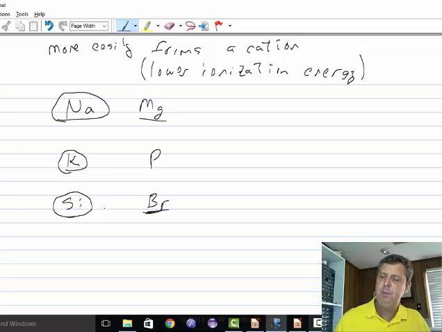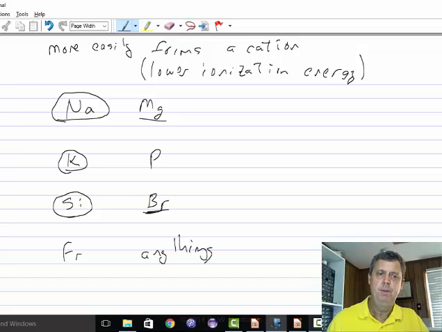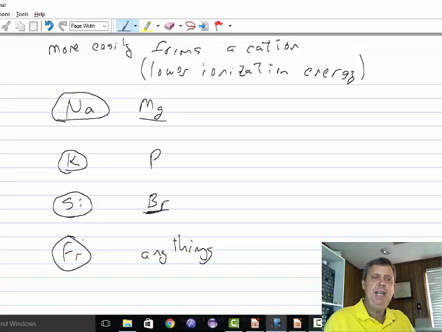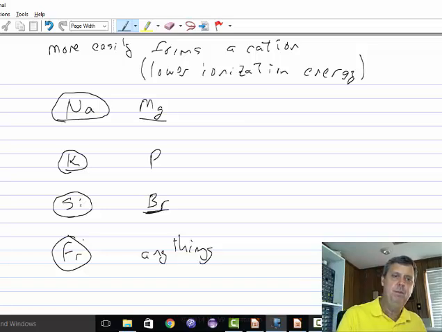So again, we can compare elements. If you look at francium versus anything, sorry, a little sloppy there, but anyway, you get the idea. Francium versus anything: this has the lowest ionization energy on the periodic table. It's the atom that more easily forms a cation versus any other element.